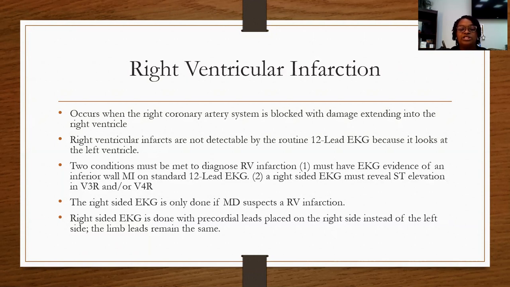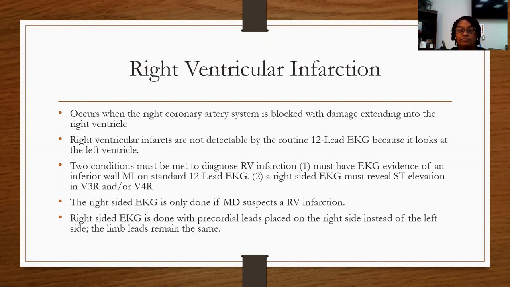There must be two conditions present in order to diagnose right ventricular infarction. Number one, you must have EKG evidence of an inferior wall MI on your standard 12-lead EKG. And number two, right-sided EKG must reveal ST elevation in V3R and or V4R. The right-sided EKG is only done if the doctor suspects a right ventricular infarction.